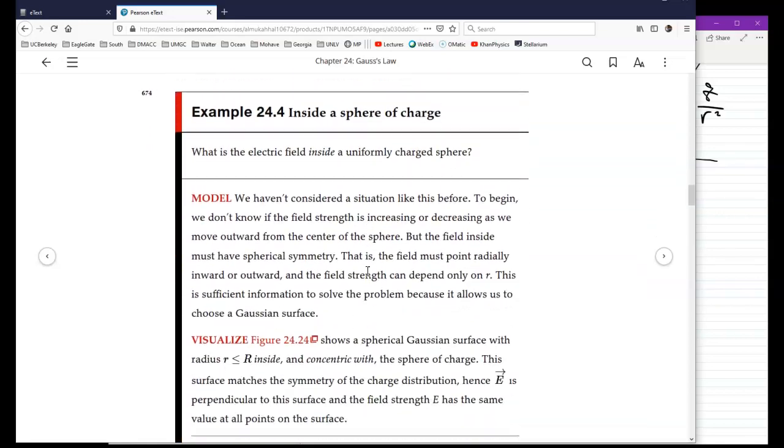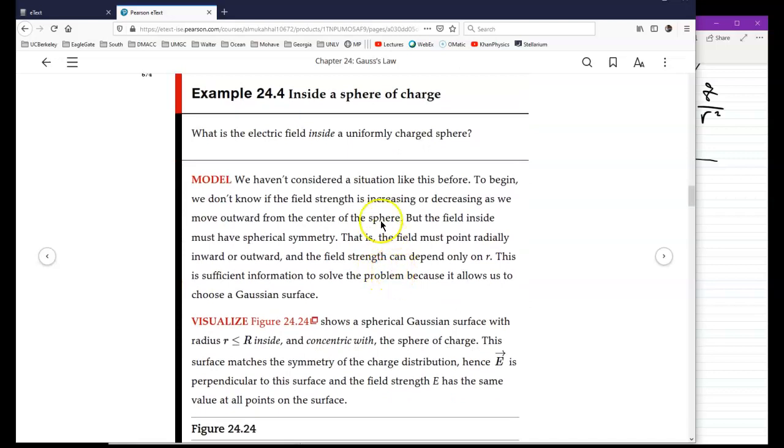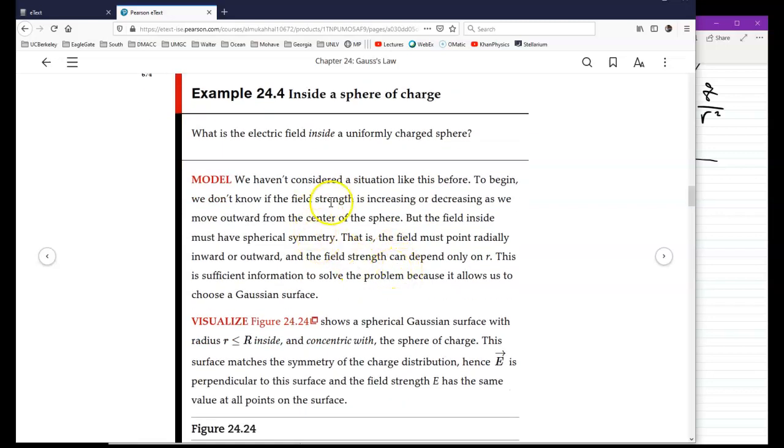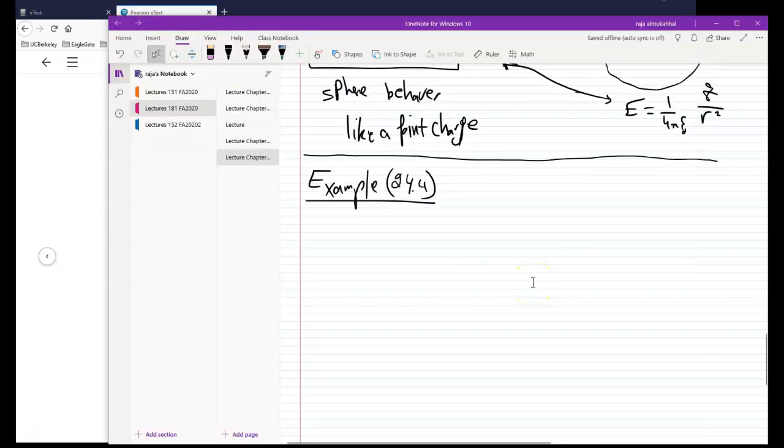There it is. I'm just going to read it for you, and then I'm going to do it my way. Okay, he said, what is the electric field inside a uniformly charged sphere? It should be insulating. He didn't mention that. Hold on, he does assume in the solution it's insulating. He didn't mention it here, but anyway, it's an insulating sphere. Okay. Let me show you how to do it.